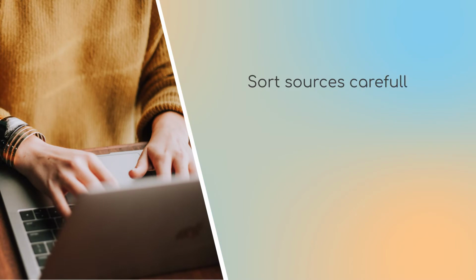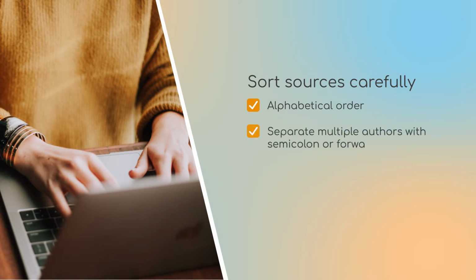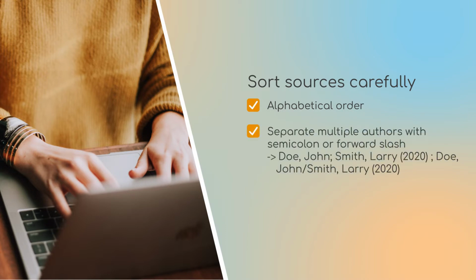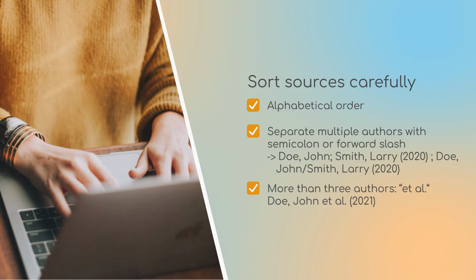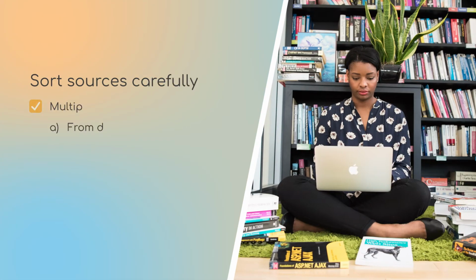The listing of the individual sources is alphabetical according to the family name. In case of several authors per source, separate the individual names by a semicolon or a slash. If there are more than 3 authors per source, you do not need to list all names, but instead, depending on the citation rule, the addition et al. is sufficient. If you use several works by one author, then you list the oldest source first.